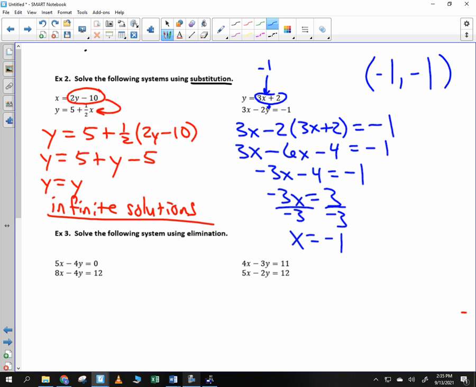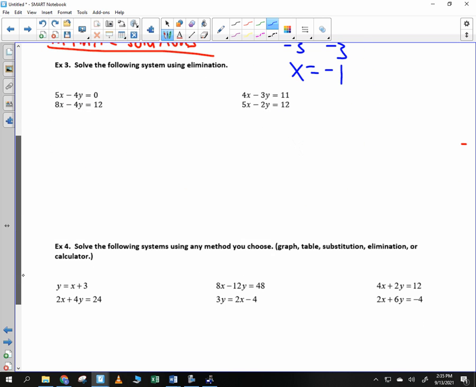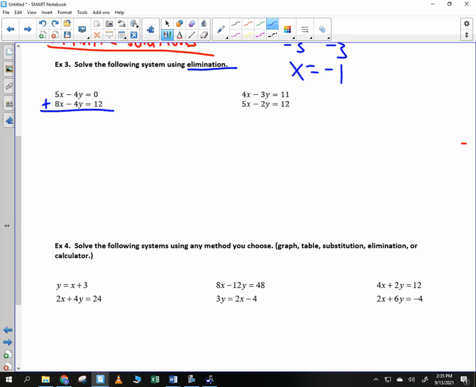Better? Okay. Our third thing that we do to solve systems is we use elimination. Don't write this down, but watch what happens if I add these together. 5x and 8x make 13x, and negative 4y and negative 4y make negative 8y. So in that situation, I didn't have an x or a y go away. If this would have been a positive 4y, they would have canceled, right?